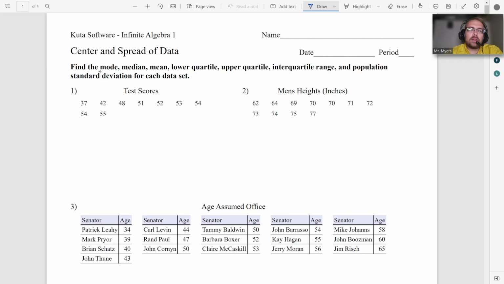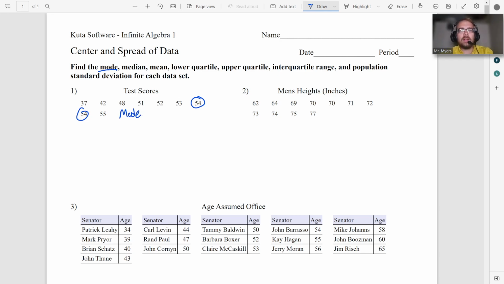We'll find the mode first. We'll just go in order here. The mode would be the most often, so we look for any repeating values. If there are no repeating values, then there is no mode. That's basically how that works. So 37, 42, 48, 51, 52, 53, 54, 54, 55. Only one number repeats, and that was the 54. That repeats, so the mode is 54.